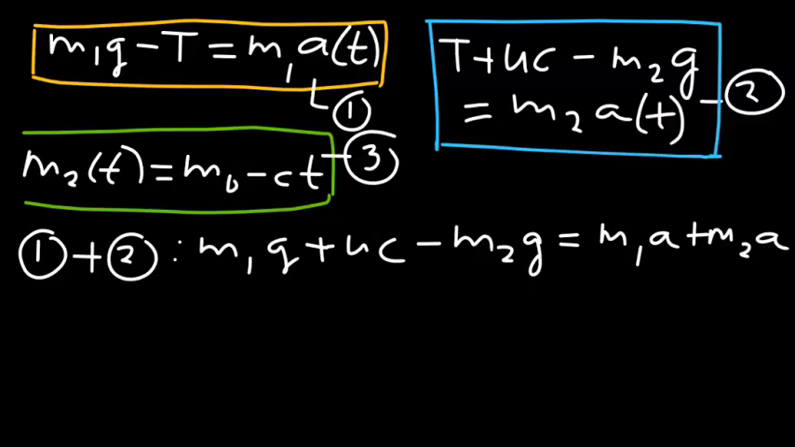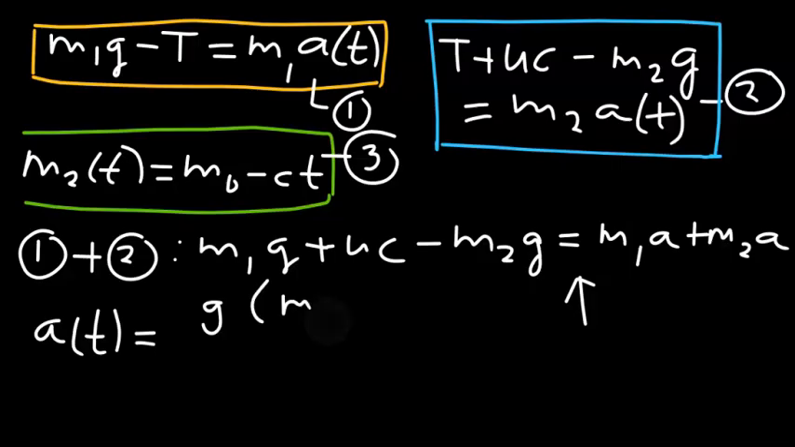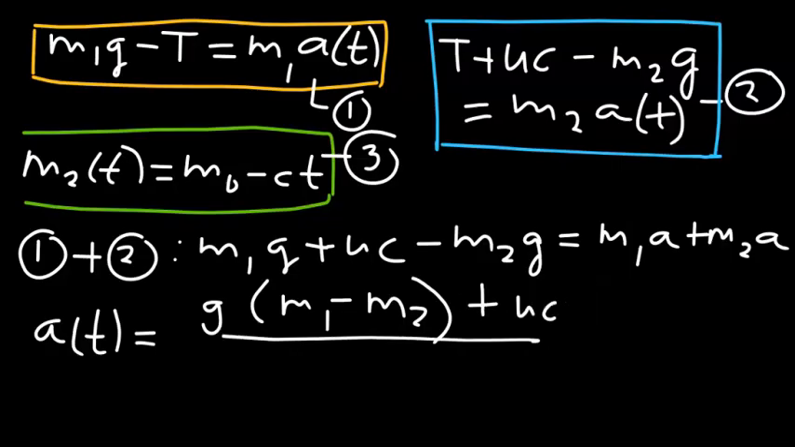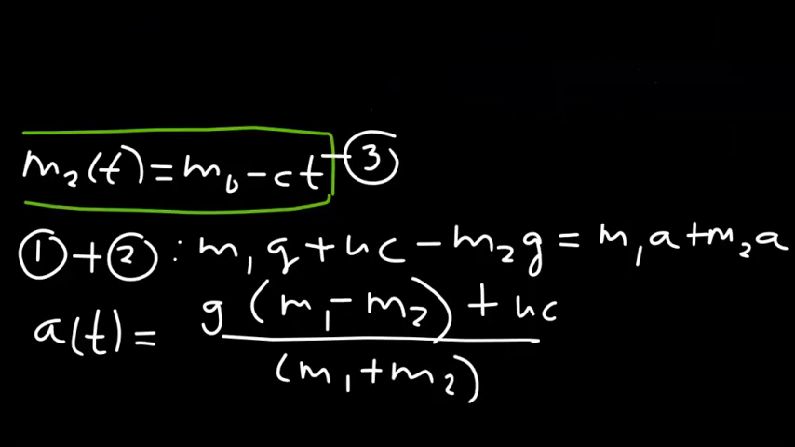And from the resulting equation, we can immediately solve for acceleration. And you get acceleration as a function of time equals g times (m1 minus m2) plus u times c, divided by m1 plus m2. Now let's substitute the result for m2 as a function of time from equation 3. And that's going to give you the acceleration as a function of time in the following form.